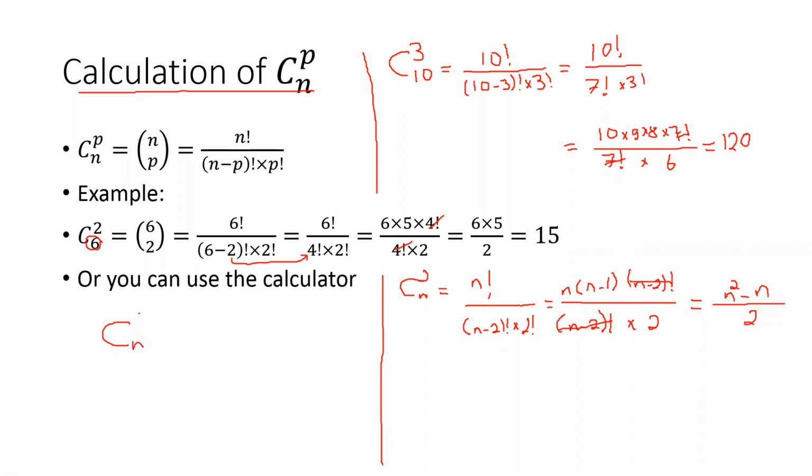n choose 1, how much will it be? N factorial over n minus 1 factorial times 1 factorial. Then on top it becomes n times n minus 1 factorial, and n minus 1 factorial cancels with n minus 1 factorial, giving n over 1. We get n.